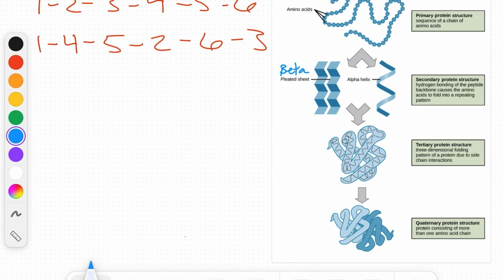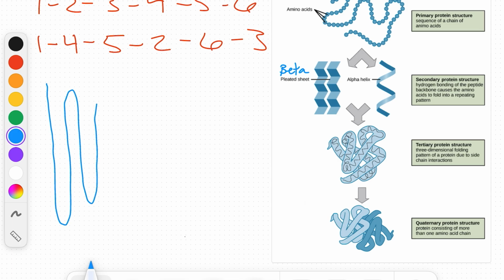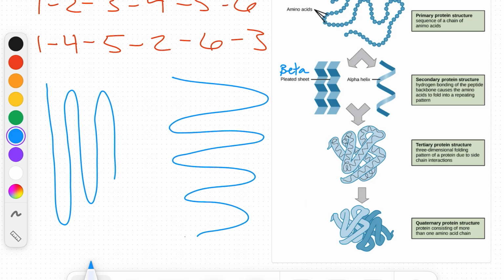It's not really random. These beta pleated sheets look like this, as you can see, and alpha helices look like a helix. They have very specific bonds. The image says secondary protein structure is hydrogen bonding of the peptide backbone that causes the amino acids to fold in a repeated pattern. I really want to emphasize and highlight that it is hydrogen bonding of the peptide backbone.